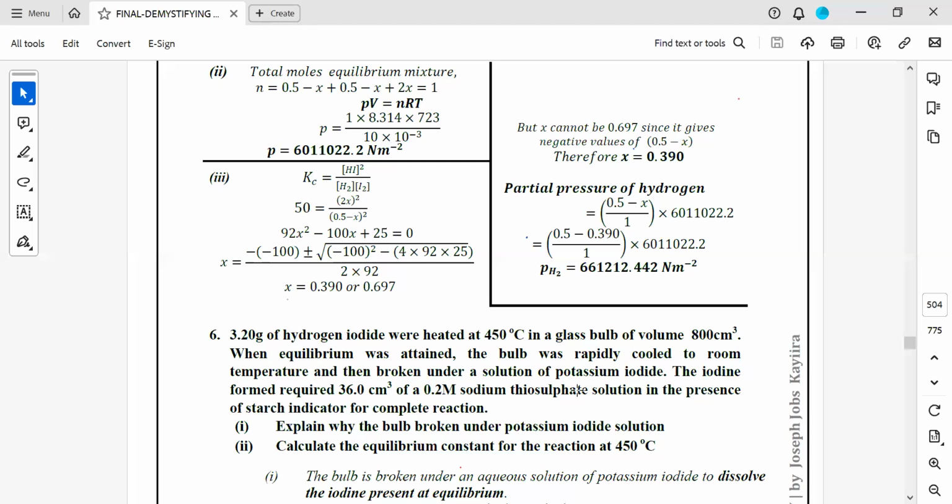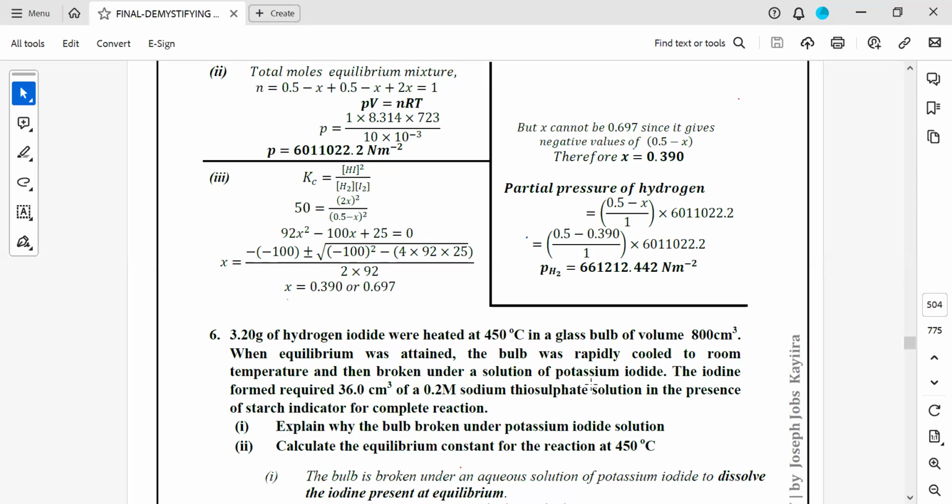Okay, thank you. So when we're looking at the experiment, we break it under potassium iodide because we expect the iodine produced at equilibrium to be dissolved in the potassium iodide, so that we can know the iodine that was existent in the tube at equilibrium.